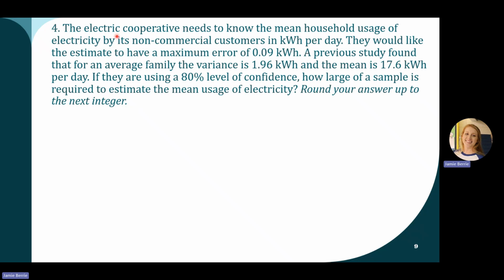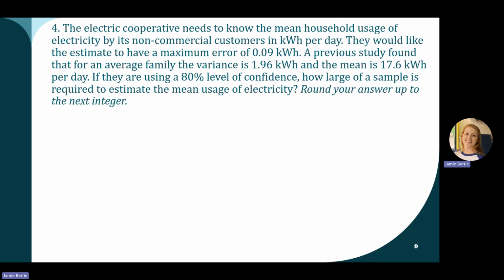It says the electric cooperative needs to know the mean household usage of electricity by its non-commercial users, so that would be like residential customers, in kilowatt hours per day. kWh is kilowatt hours. They would like the estimate to have a maximum error of 0.09 kilowatt hours. A previous study found that for an average family, the variance is 1.96 kilowatt hours, and the mean is 17.6 kilowatt hours per day. If they're using an 80% level of confidence, how large of a sample would they need to estimate the mean usage of electricity?